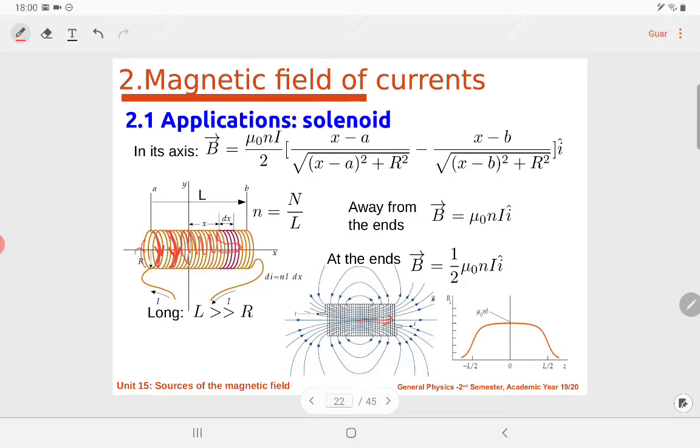Well, sorry. Before summarizing, I want to tell you that the solenoid for magnetism is like the capacitor for the electric field. So if you remember, when we had a parallel plane capacitor, the electric field between the plates was constant, and outside the plates was zero. Well, with the solenoid, it's a similar example, but for the magnetic field.